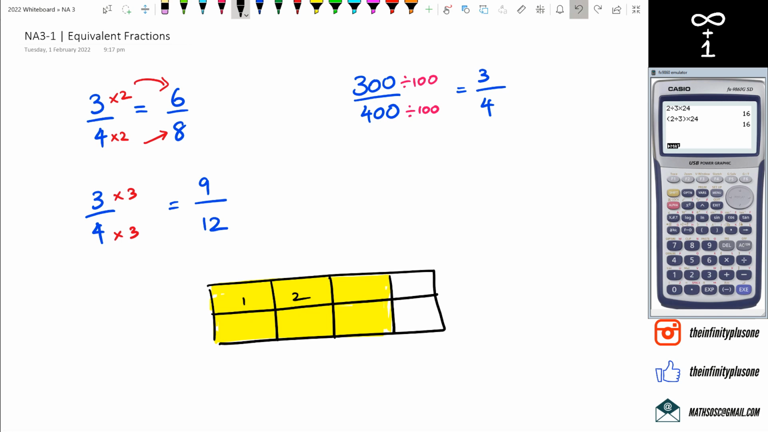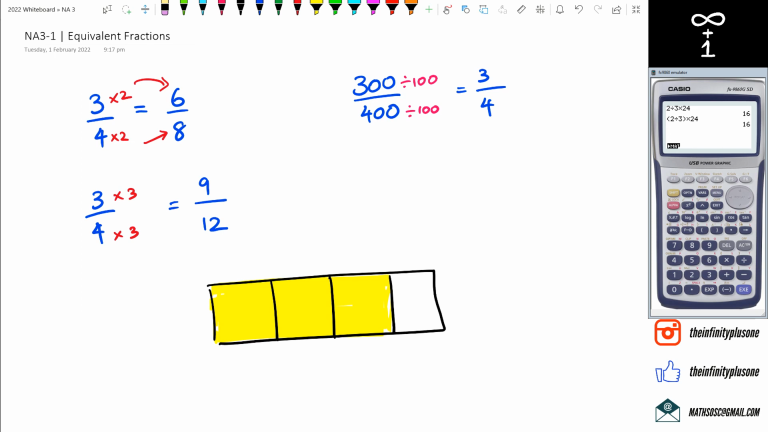I split this up into two columns almost. Now what happens if I do it into 3 rows? I've got 9 over 12. Pause the video, count the number of yellow boxes and look at the total number of boxes. You've got 9 over 12. And that is pretty much the concept of equivalent fractions. It is simply a fraction that we either blow up into bigger numbers or shrink down.